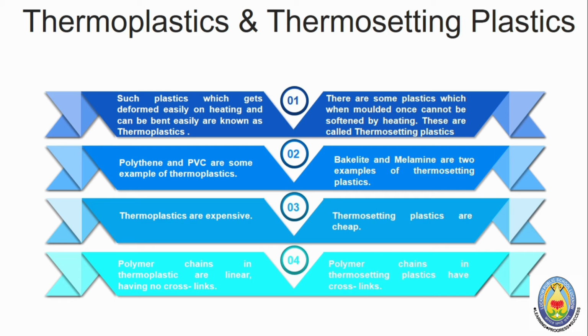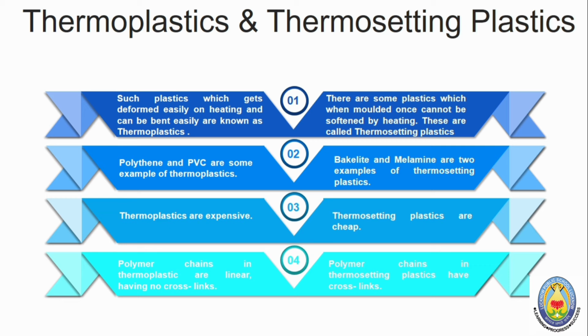First, the thermoplastic. Thermoplastic can be softened on heating and molded repeatedly into the desired shape. Polythene and polyvinyl chloride are examples of thermoplastics. They bend easily on applying pressure and get deformed on heating.